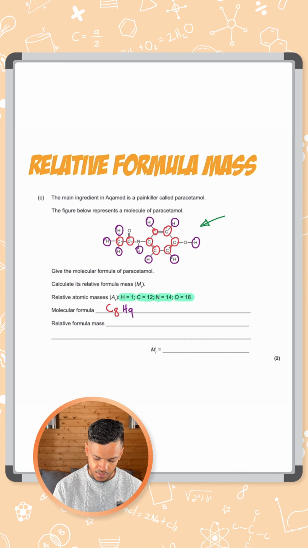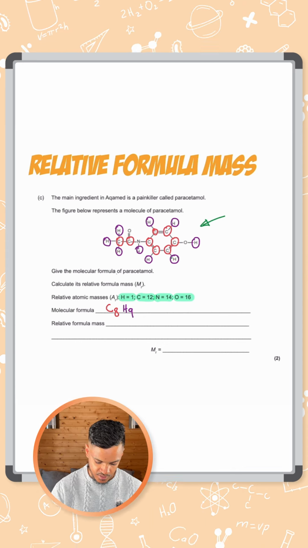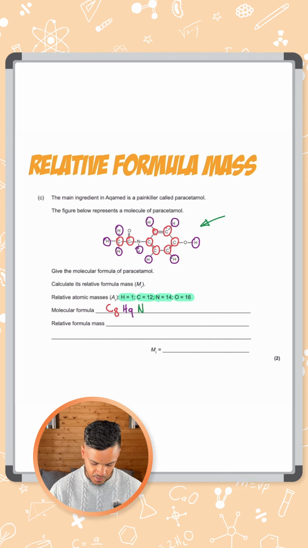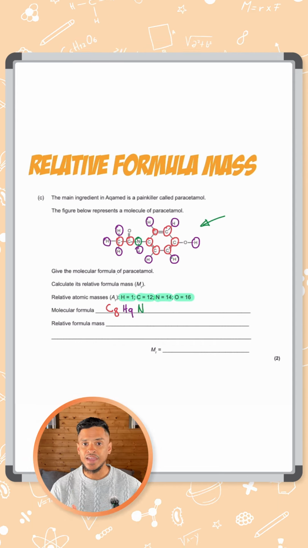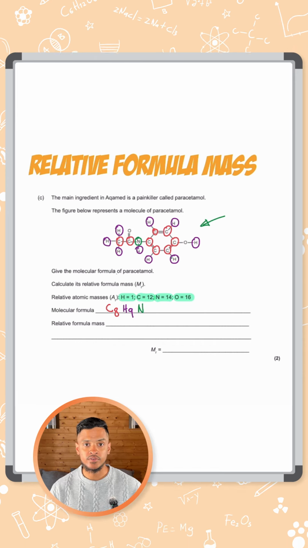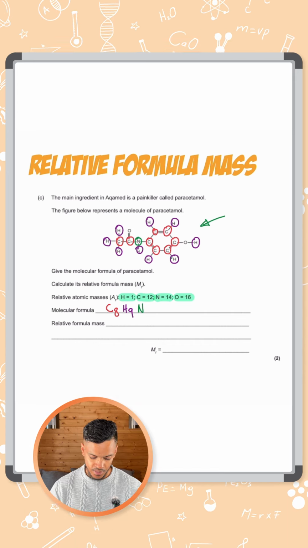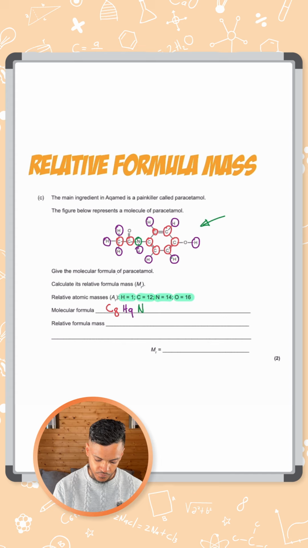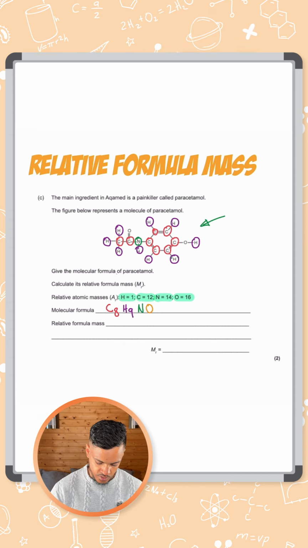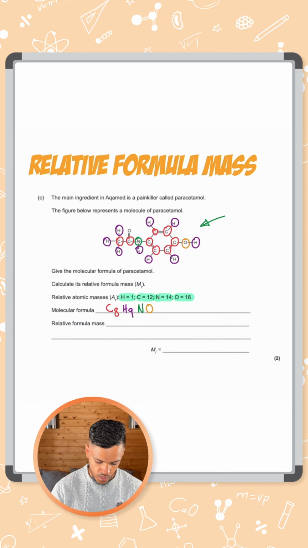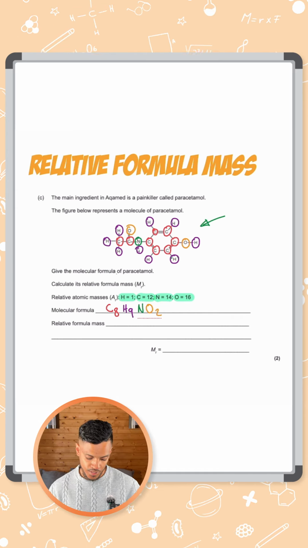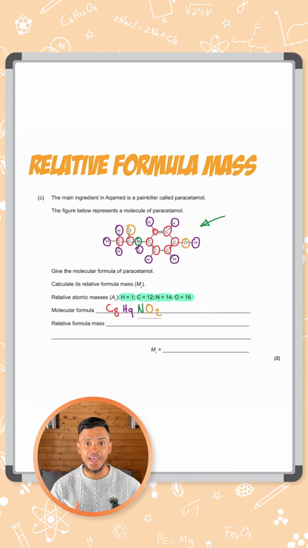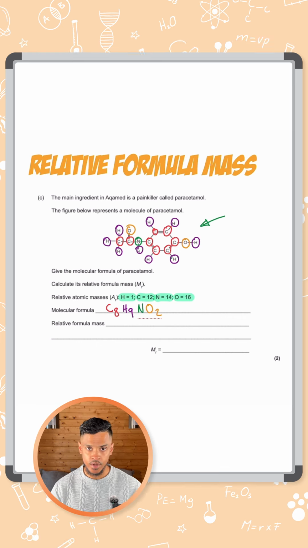Now let's look at the N's, the nitrogens. How many N's do we have? We've only got one here, this one over there. Whenever you have one of any atom, you don't need to put a number after it. You can just leave it as it is. So we'll leave that as N. And finally, we've got the O's. How many oxygens have we got? We've got 1, 2 oxygen. So the whole molecular formula is C8H9NO2. That's 1 mark there.